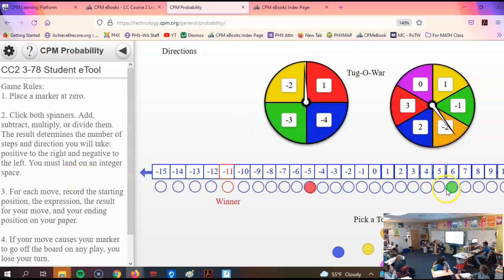So pick a color, place it at 0, dive into the game. Make sure you write stuff down.